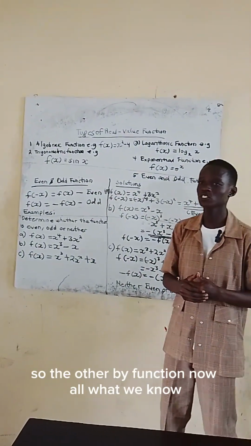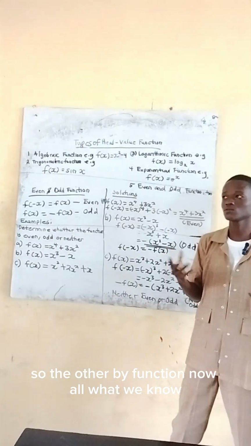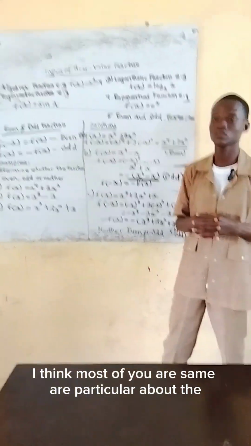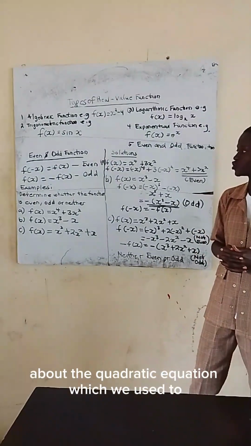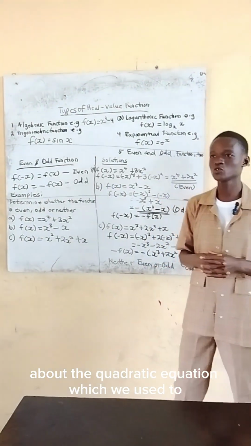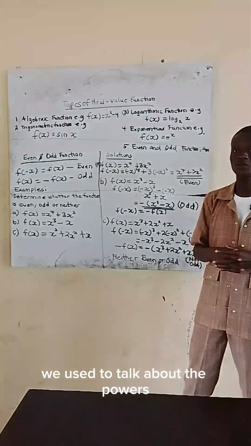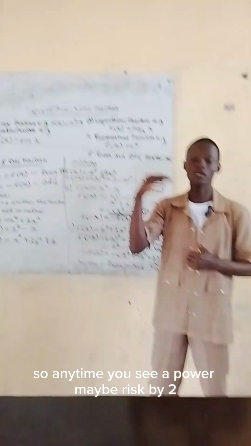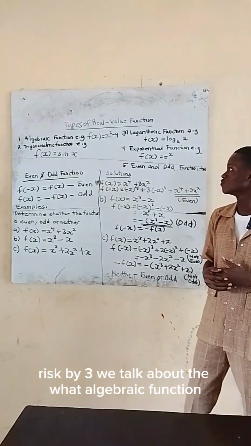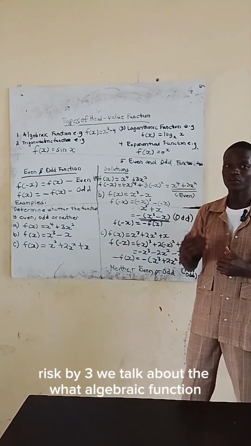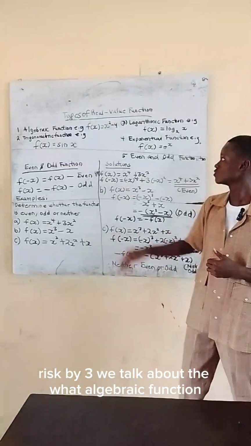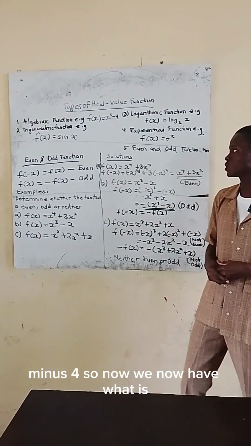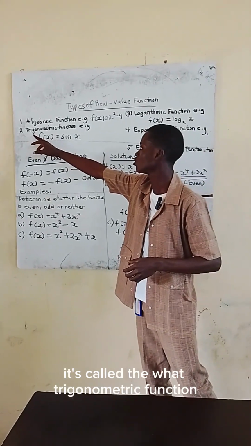So the algebraic function, I think most of you are particular about the quadratic equation, where we used to talk about the powers. So anytime you see a power, maybe raised to power 2, raised to power 3, we talk about the algebraic function, which is x squared minus 4.